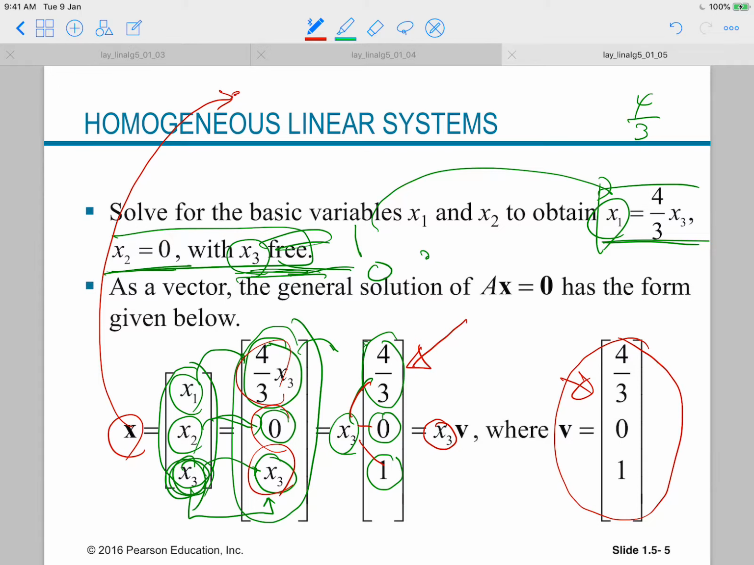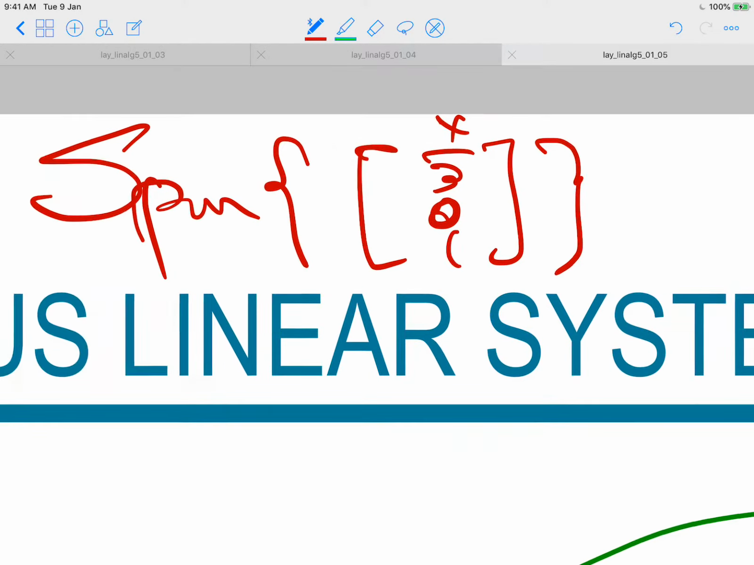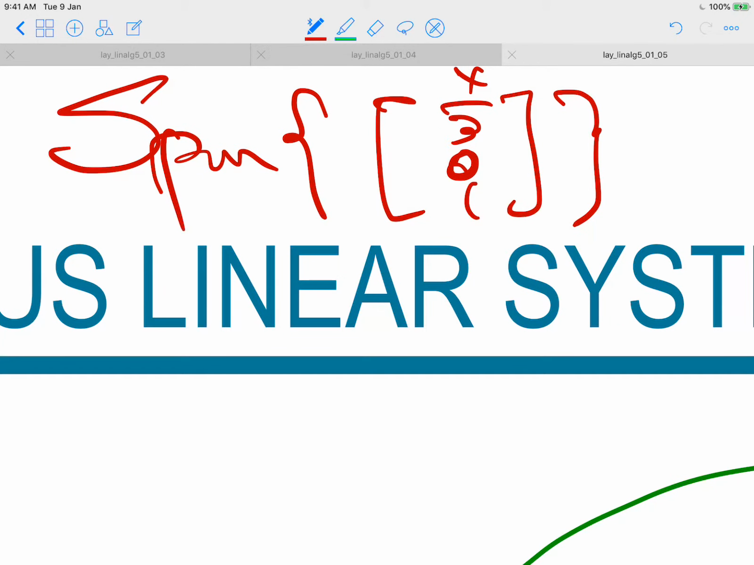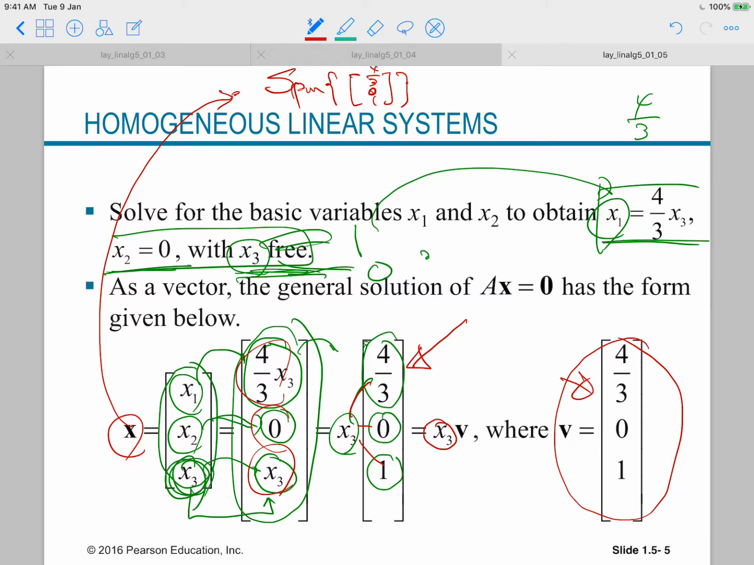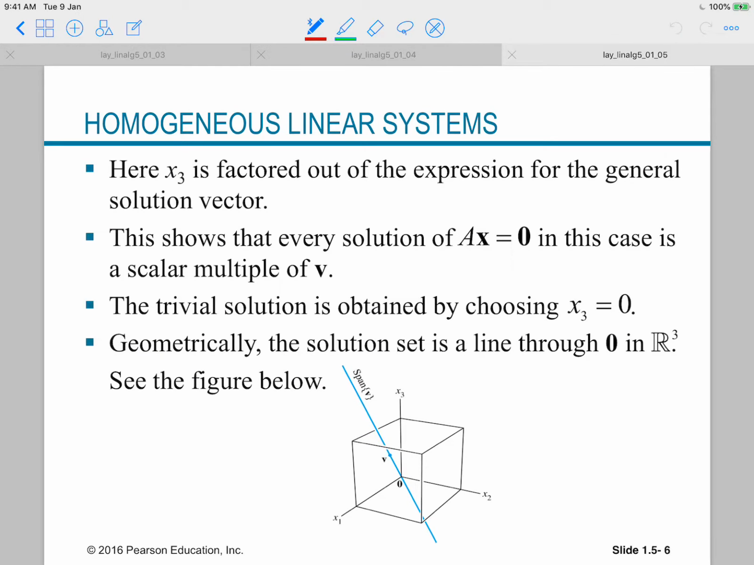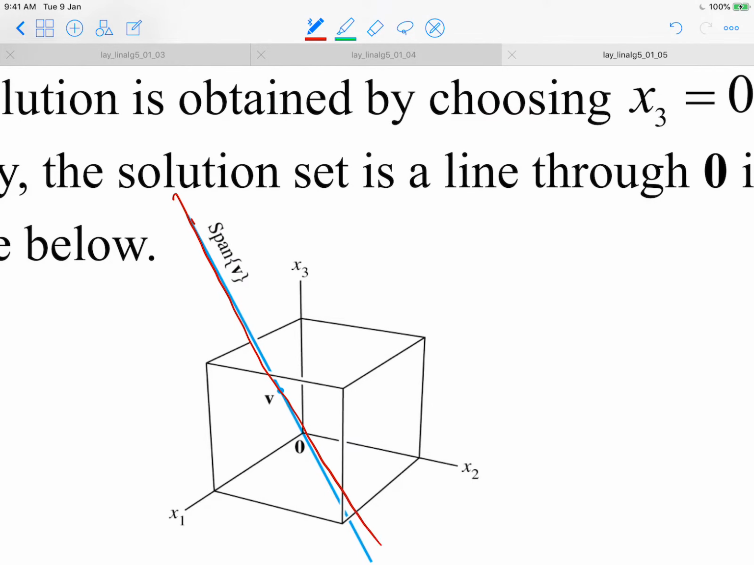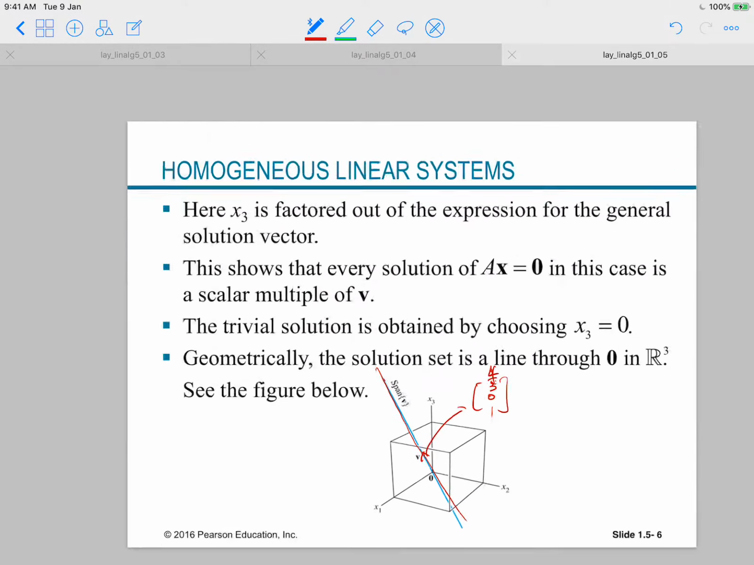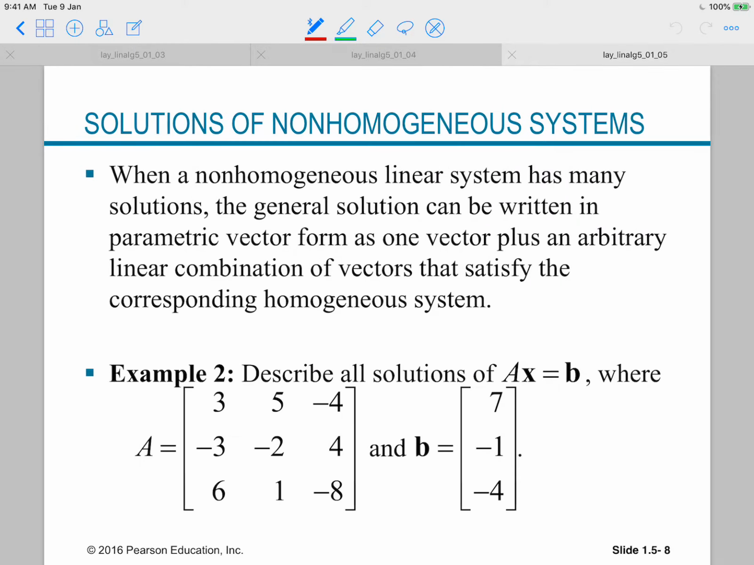Okay, and then how can we represent our solution vector x by using some mathematical notion that we studied? It can be represented as the span of this vector 3 over 4, 0 and 1, right? Okay, so far so good. Any questions so far? So our solution, which lives in a three-dimensional space, is represented as just a single line that is spanned by our vector v.